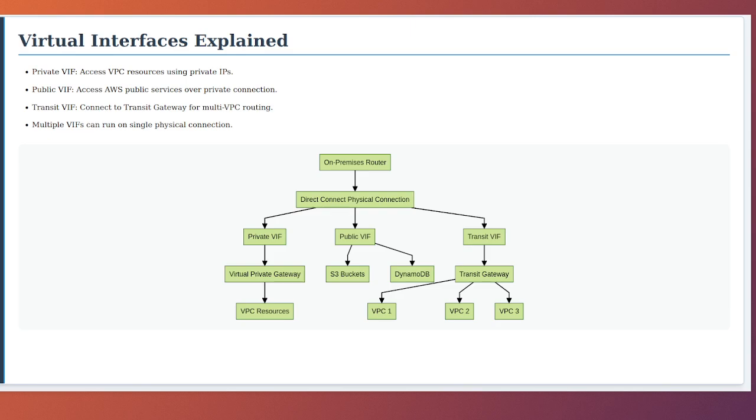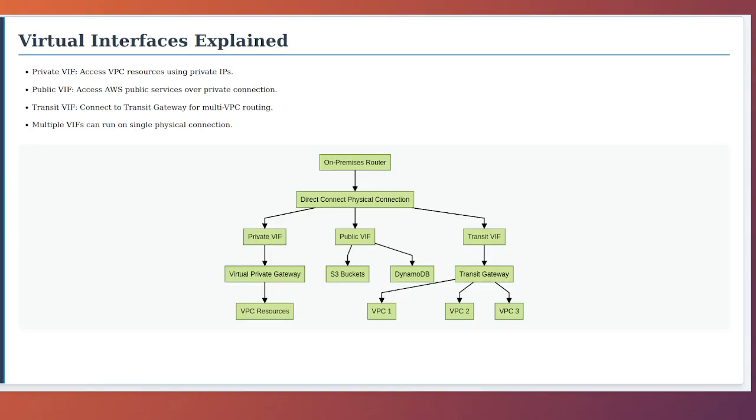A virtual interface is a logical configuration that runs on top of your physical connection. Think of the physical connection as a pipe, and virtual interfaces as separate channels within that pipe. You can create multiple virtual interfaces on a single physical connection, and each virtual interface serves a different purpose. There are three types of virtual interfaces.